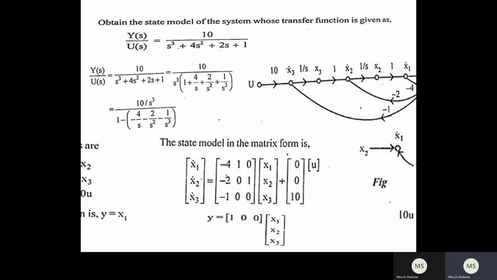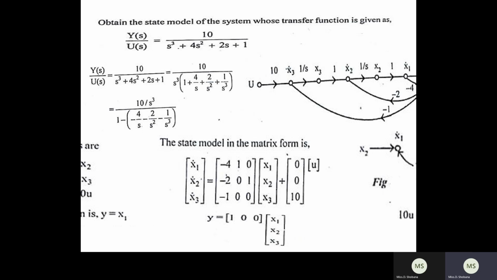Similarly for the next node, x2 dot, you will be getting two signals, that is x1 and minus 2 into x3. And then the third equation will be x3 dot, which is nothing but 10 into u minus x1. Like that you can write the state equations, and then the state model.